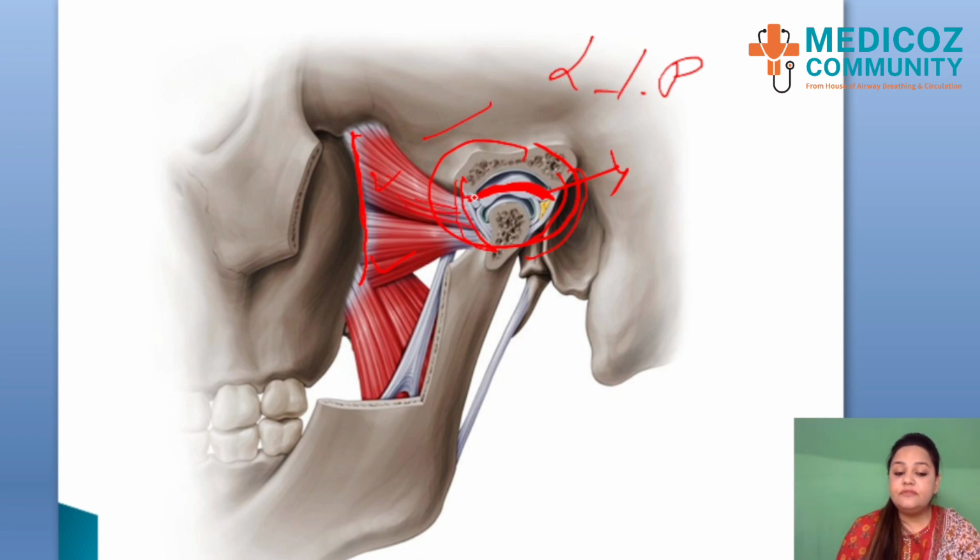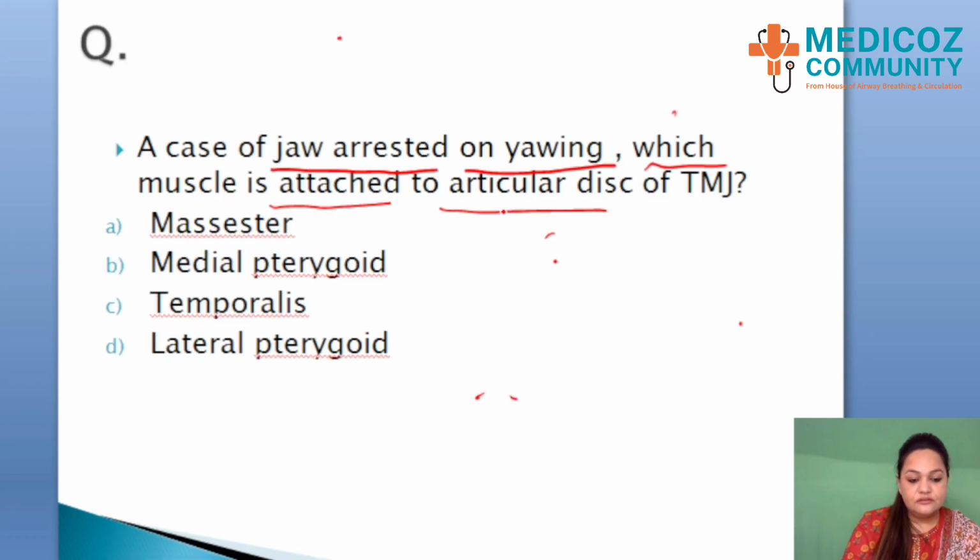Now it is believed that the articular cartilage, which is here, the articular disc, is basically an extension of the lateral pterygoid muscle. Clear?